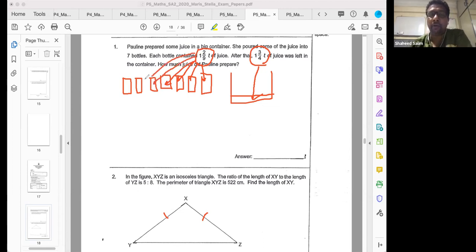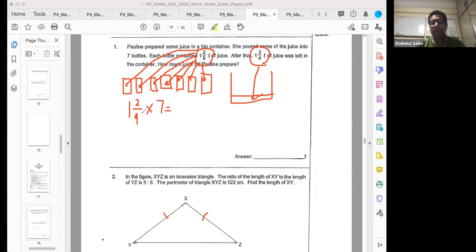All right. It's not wrong. It's correct. So remember, I'm drawing this so that you know that every cup or bottle has 1 and 2/9. So what do you do? You take 1 and 2/9 times how many? Times 7. You can do this 2 ways. I'll give you the easier way.